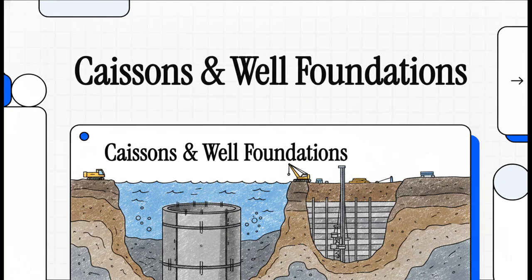I'm absolutely thrilled to dive into a topic today that is quite literally foundational to our modern world. We're talking about topic 19, caissons and well foundations. It's all about that hidden, colossal engineering that happens deep beneath the surface of the water and way underground.